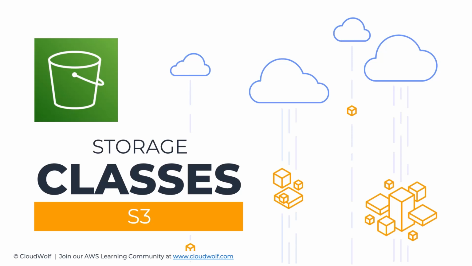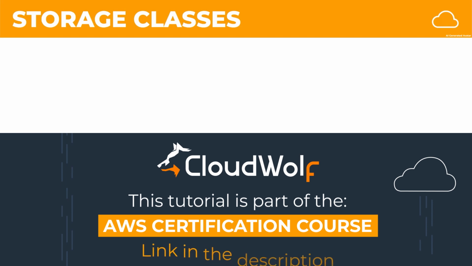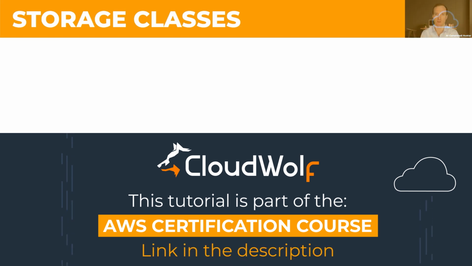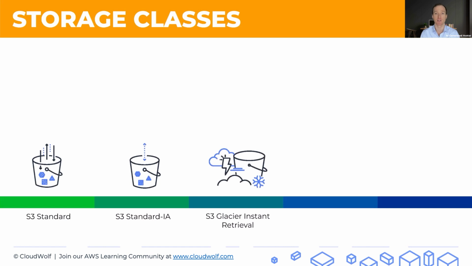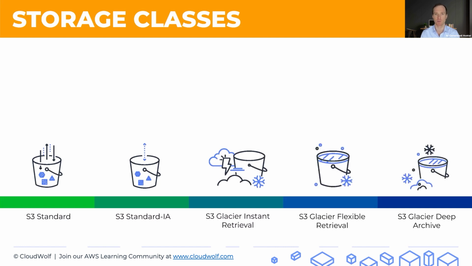Hello and welcome back. Today we're talking about S3 storage classes. And we'll start off with the main five. There's the S3 standard, S3 standard infrequent access, S3 Glacier instant retrieval, S3 Glacier flexible retrieval, S3 Glacier deep archive.